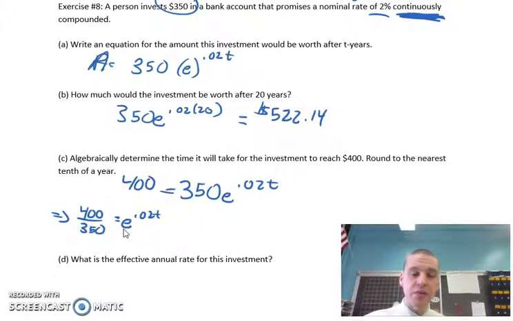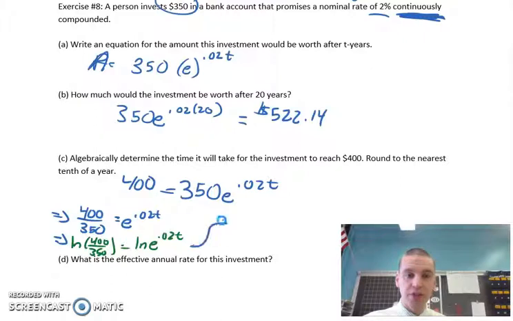And now we have an e. We learned before, we're going to take the natural log of it. So I need to take ln of 400 divided by 350 equals the ln of e to the 0.02 t. What happens? We know the ln and the e are inverses, so we're left with ln of 400 over 350, you can simplify that, that's fine, equals 0.02 t. Why? That's what's left in the exponent. The last thing to do to get t by itself is divide by 0.02.